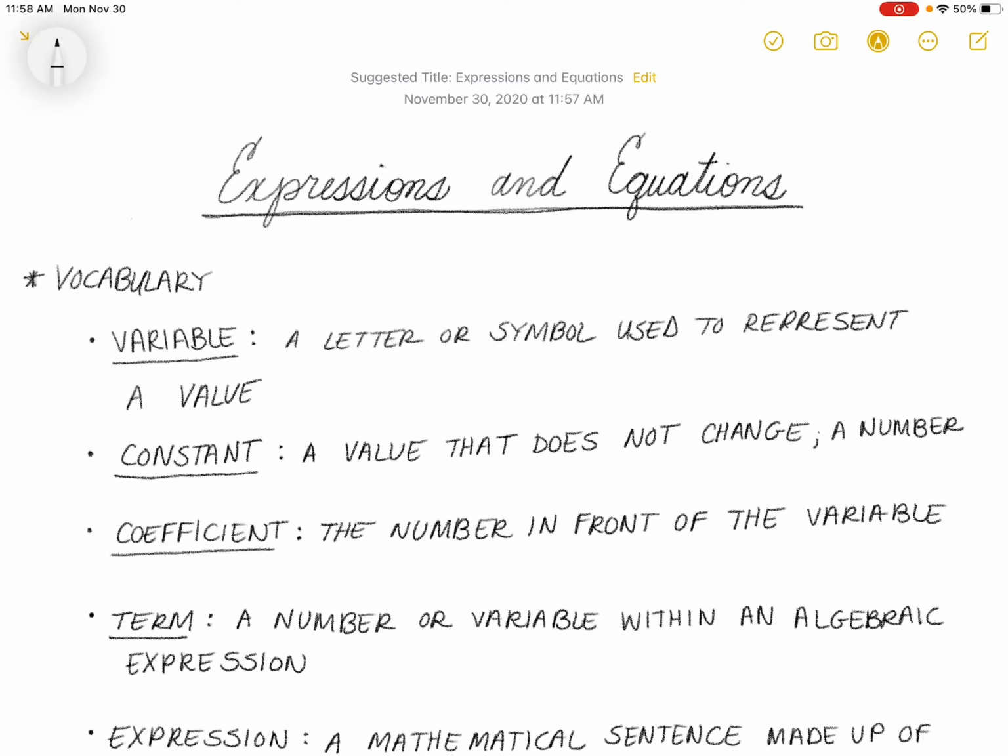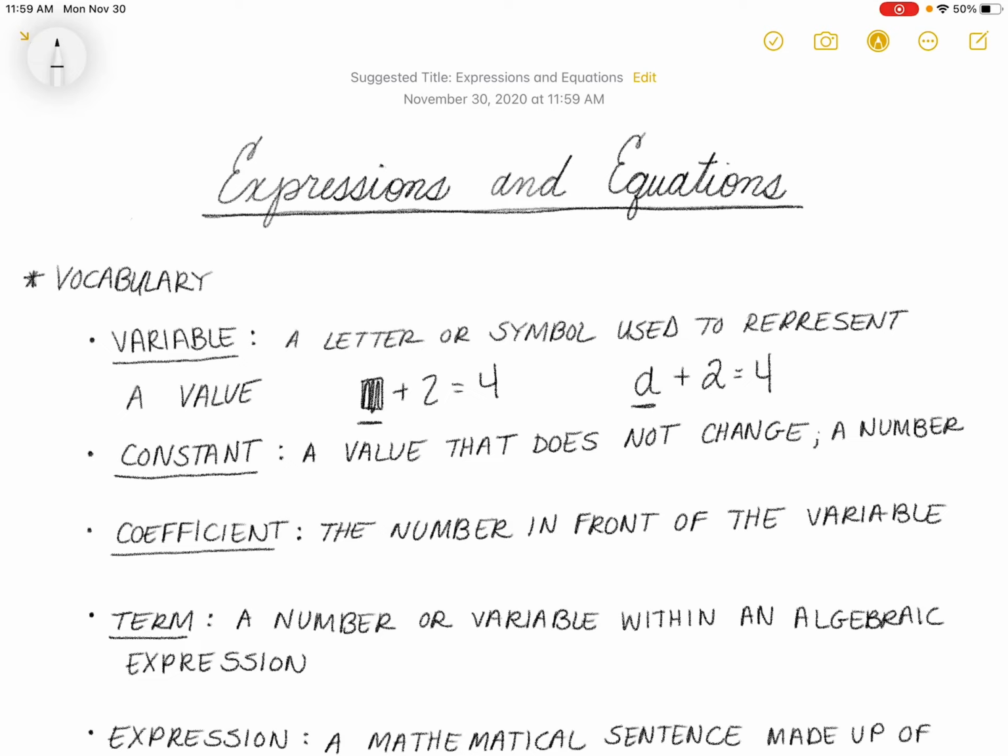So, for example, in kindergarten, they may have given you a problem that said square plus 2 equals 4, and then asked you what the value of the square was. Later on, they replaced the square with a letter. For example, a plus 2 equals 4. In this case, the square and a are known as a variable. It's just a letter or symbol that's used to represent a value. In this case, we know that the square and a both represent the value 2.